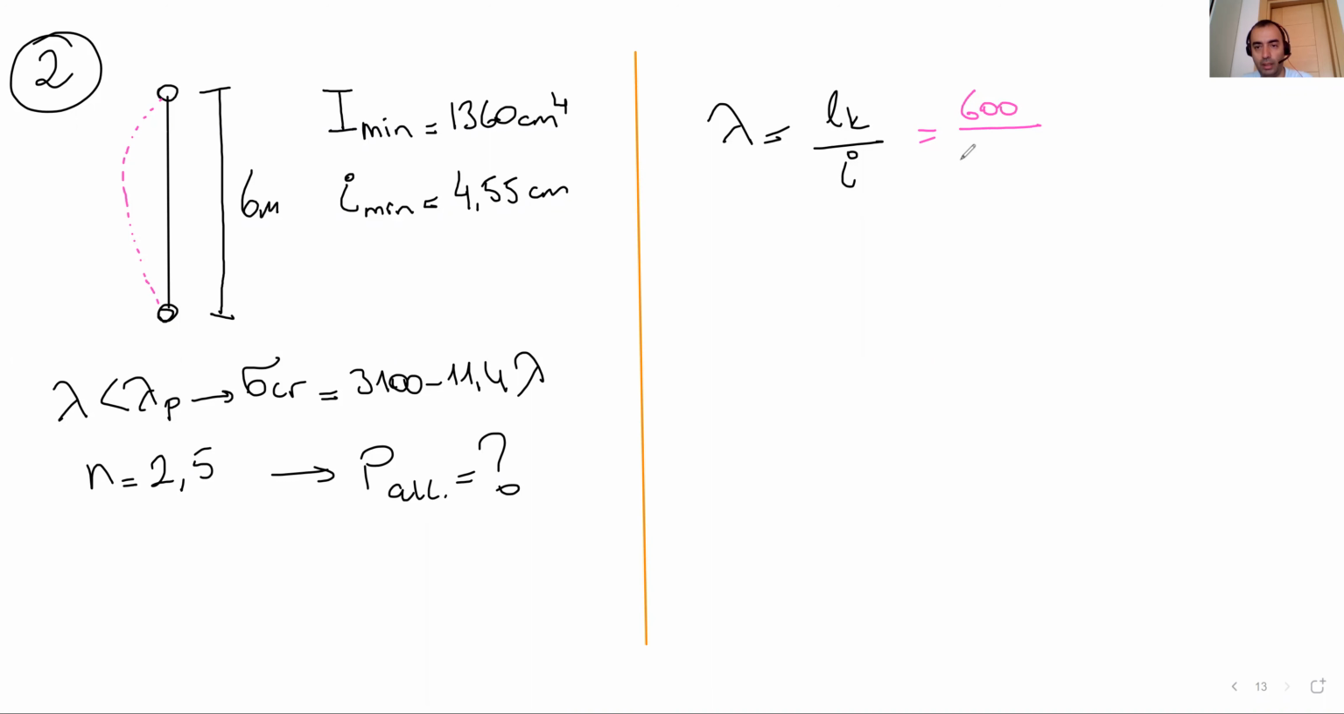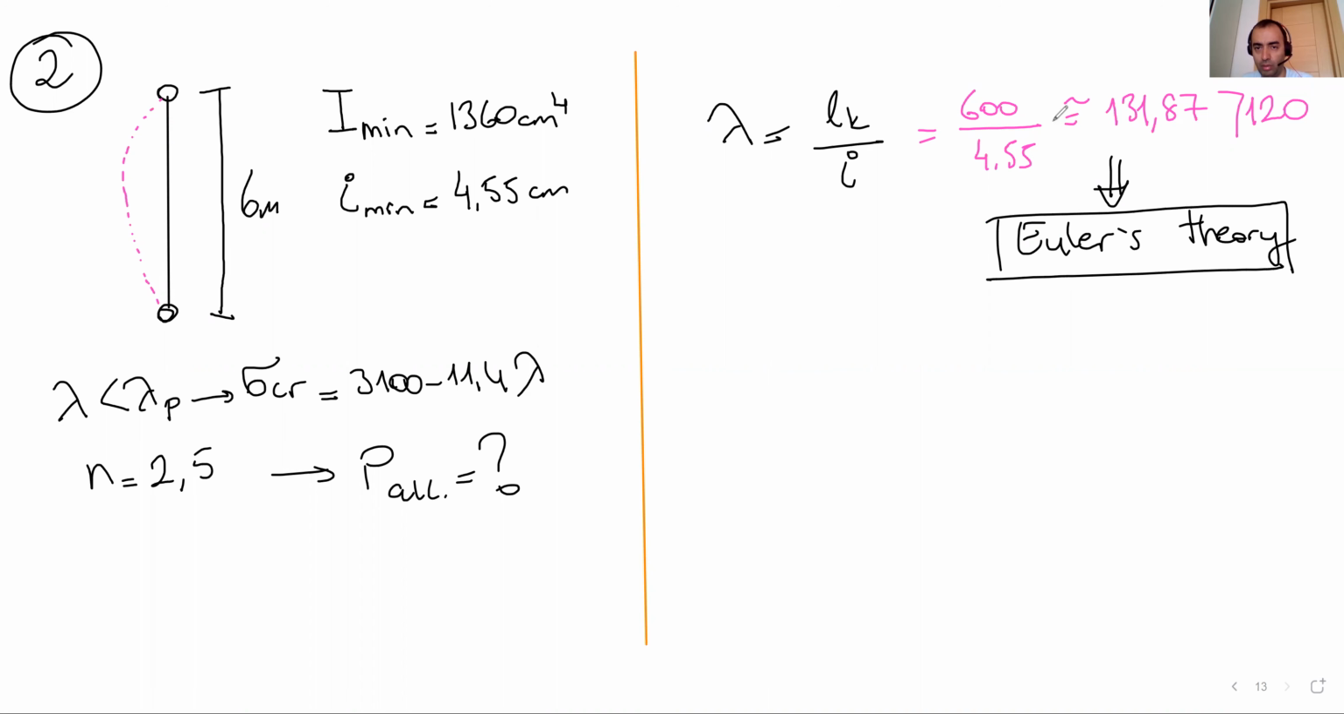Over 4 point something. What is the lambda? Lambda here is around, I think, it's like this, greater than 120. So we should use Euler's theory. This is the decision depending on lambda. So P critical. This is easy. You can do that.